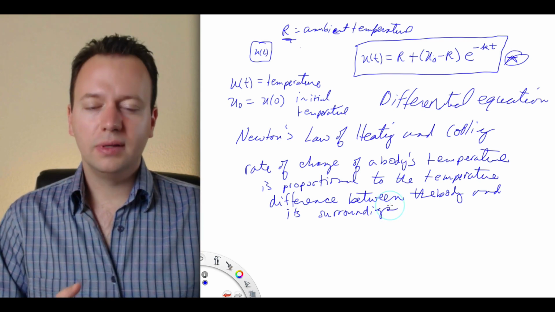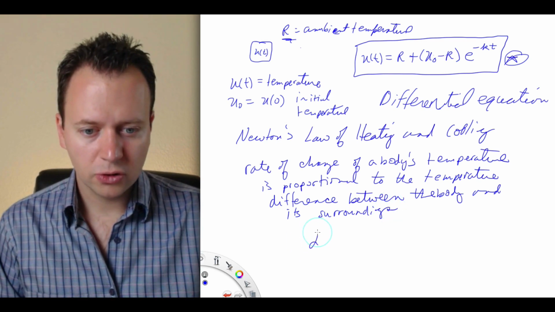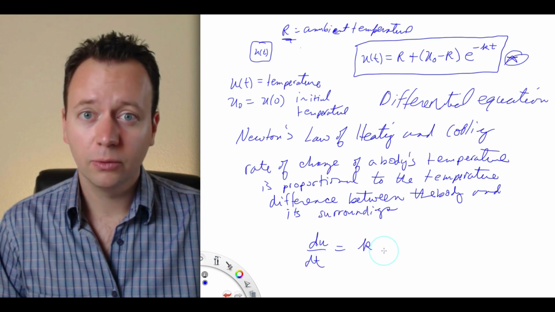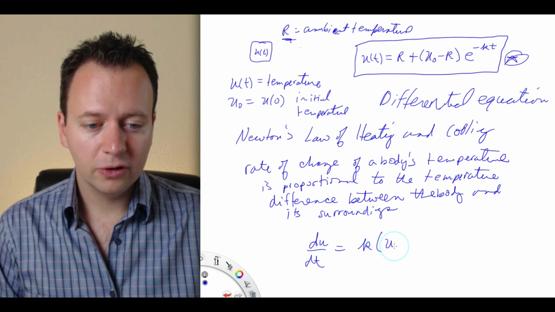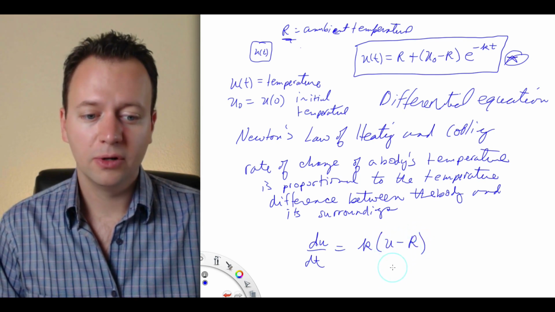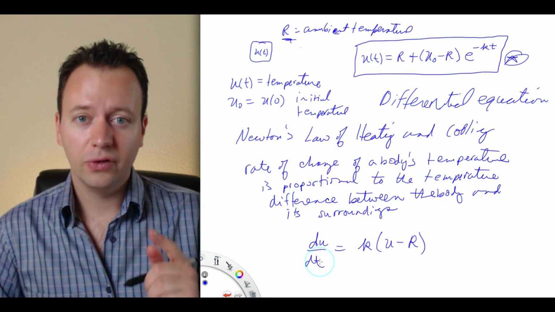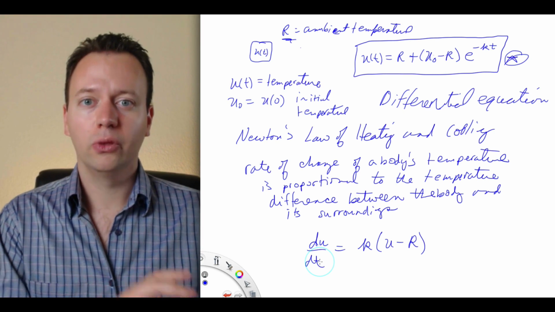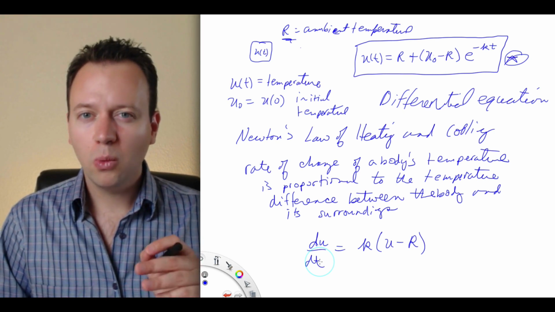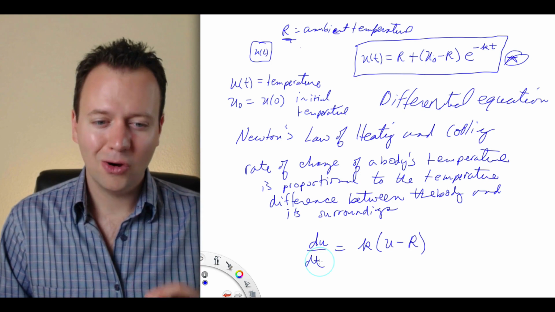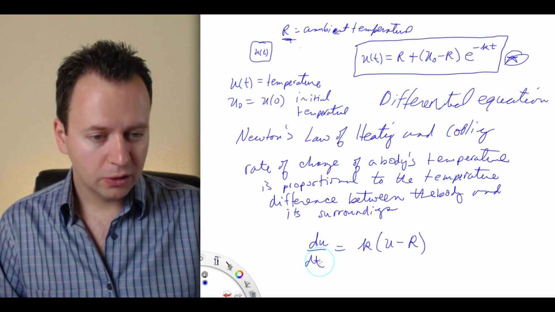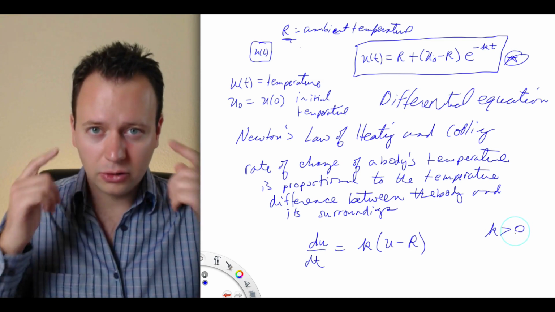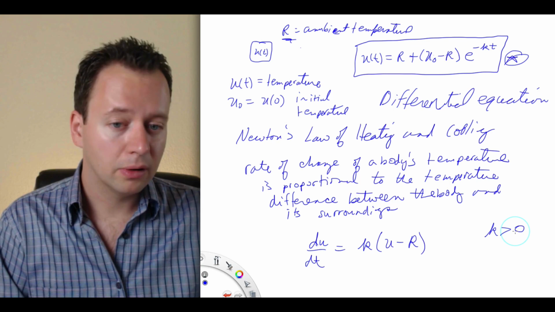So in other words, du dt, which is the rate of change of the temperature, is going to be proportional, so we need a proportionality constant, which we'll call K, and then the difference between the body's temperature and the room temperature. Now, there's only one extra thing that we have to take into account here, and that is that we get the sign right. So by convention, let's assume that K is positive, because that way we can just, in our mind, think of K as a positive number.